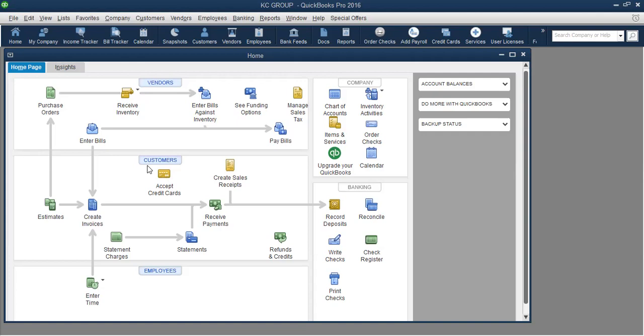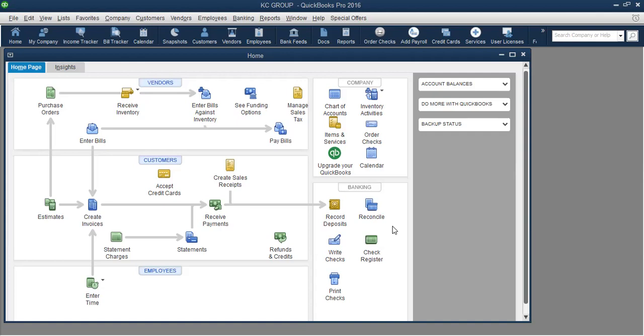We've seen that we have our accounts payable up here as the first section. We have our accounts receivable here in the second or middle section. We have our payroll service down in the employee section. We have our company information, and also our banking information. Those are the five sections on the QuickBooks home screen.